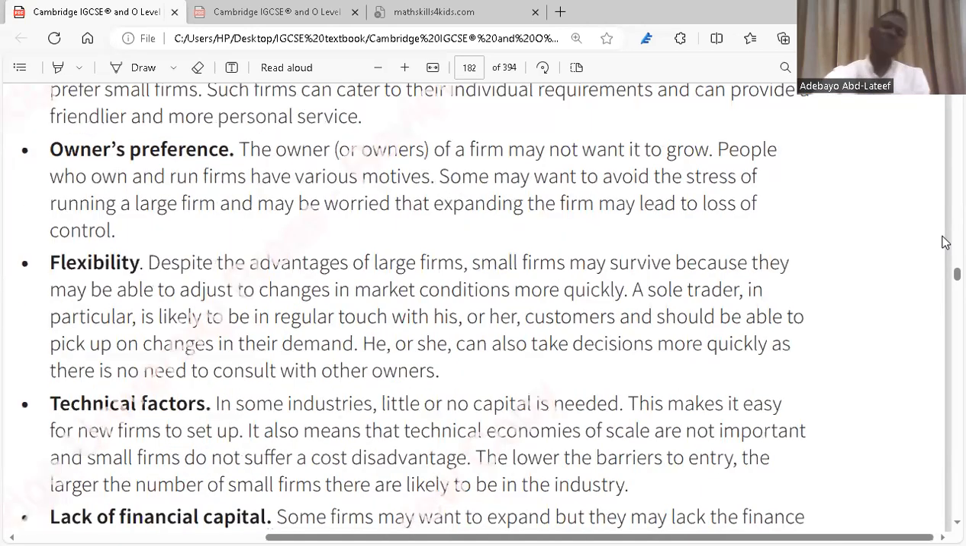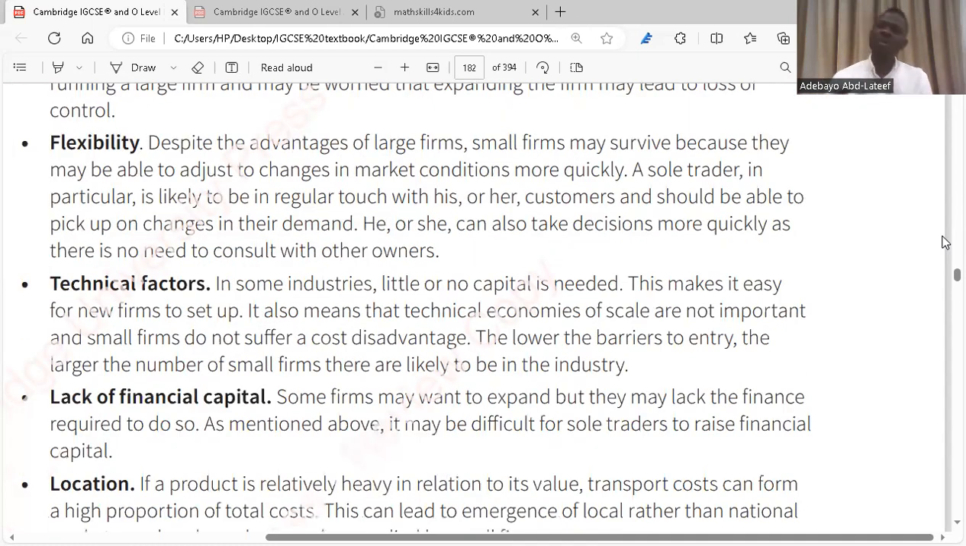The next one is flexibility. Some small firms have the flexibility to adapt. Small firms can easily adapt to changes in the market situation, unlike bigger firms. Bigger firms find it difficult. So some firms will remain small because of the kind of market they are in. The market they are in is flexible, so they can adapt to changes within the market. So they want to remain small.